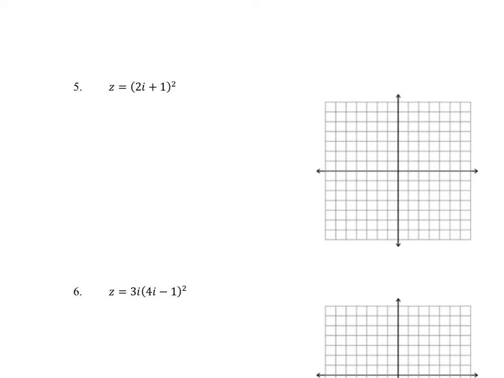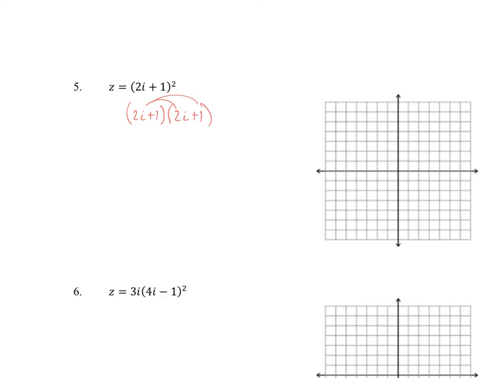All right, so the first thing we have to do is we have to remember that this exponent is not to be distributed. That's not how that works. Please don't make that mistake. You have to understand that this means 2i plus 1 times 2i plus 1. And just like we do with any other binomial, at this point we're just going to distribute.